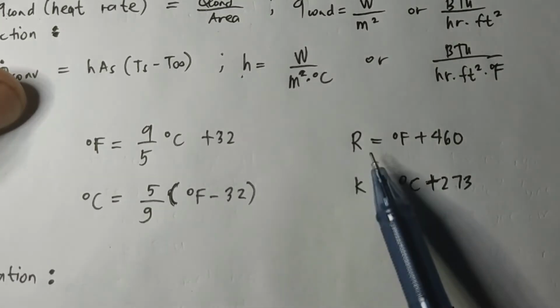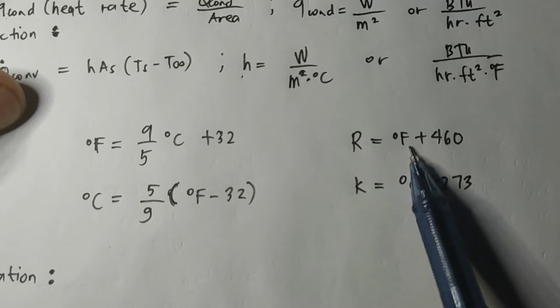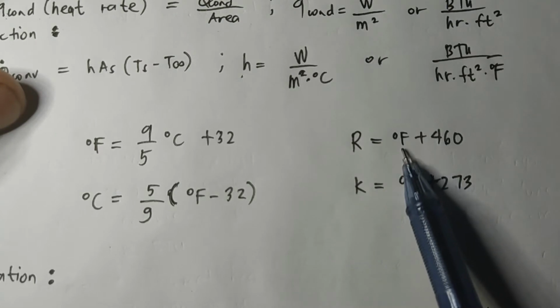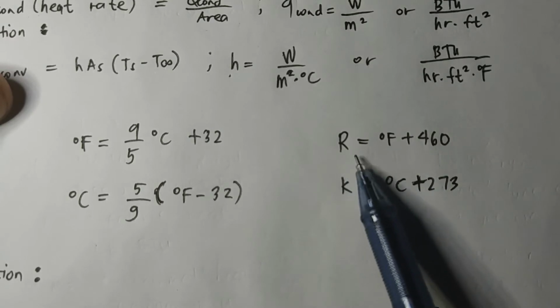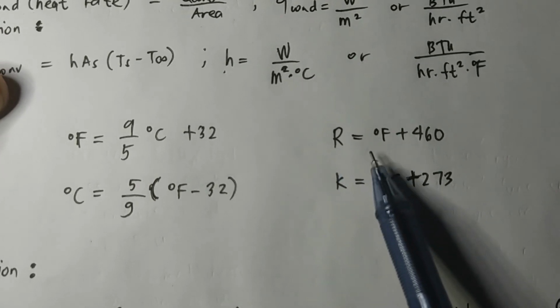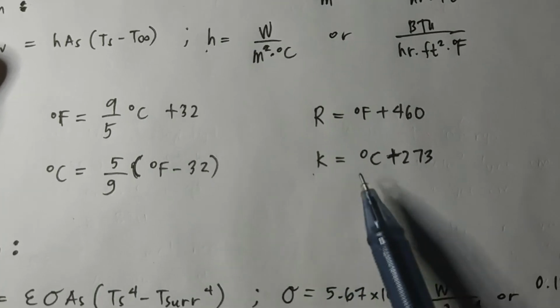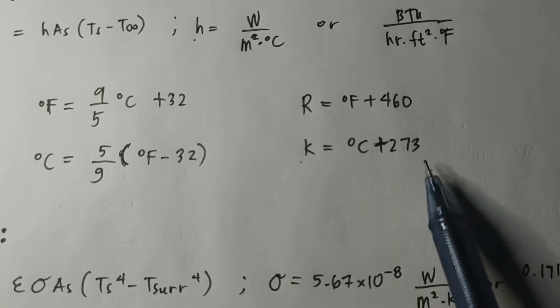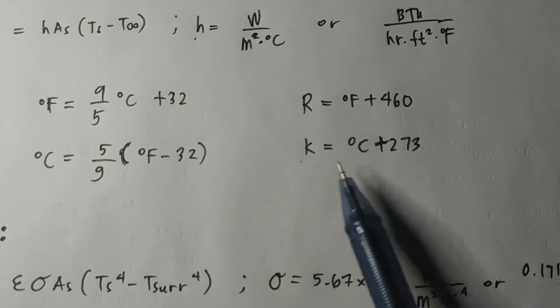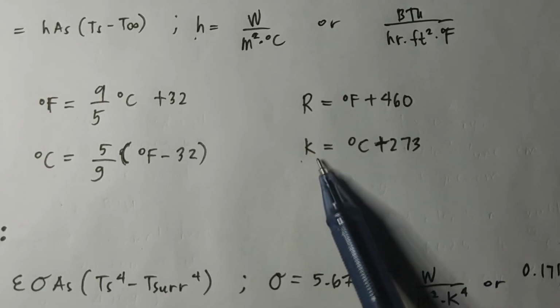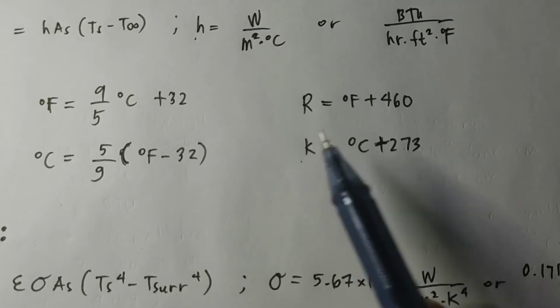And then, we have Rankine. Equal yung Rankine sa degree Fahrenheit plus 460 para makuha ang absolute temperature, absolute unit na R o Rankine. Kelvin, degree Celsius plus 273. Mag-a-add ka ng 273 sa na-obtain mong degree Celsius para makuha ang absolute temperature or unit na Kelvin or K na malaki.